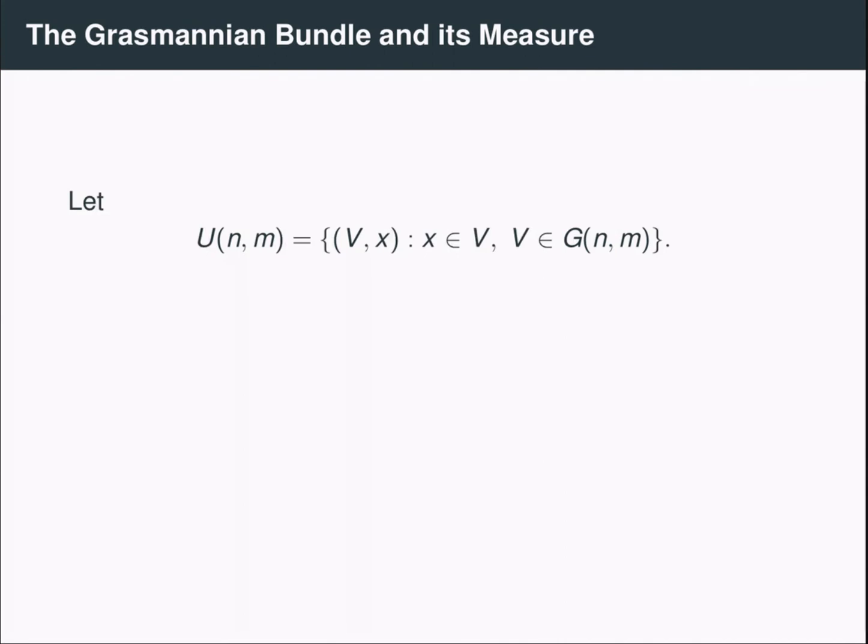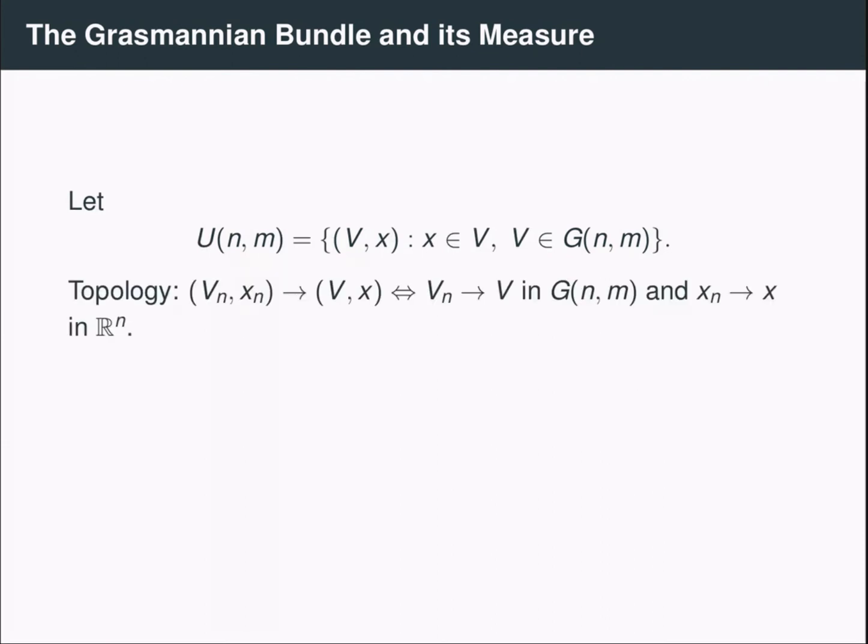There's one other object that will be very important for us when we study the Falconer sundial, and it's the Grassmannian bundle. It's defined as follows. The Grassmannian bundle, denoted by U(n,m), is defined to be the set of all pairs (V,x), where x is an element of V and V is an element of the Grassmannian. The topology on this space we define to be such that a sequence of pairs (V_n, x_n) converges to a pair (V,x) if and only if V_n converges to V in the topology on the Grassmannian, and x_n converges to x in the Euclidean topology.